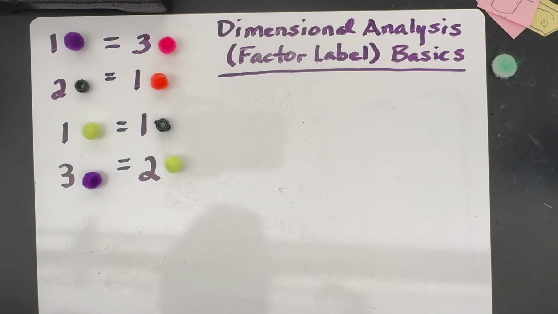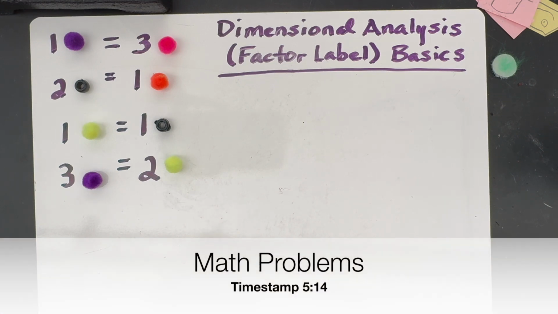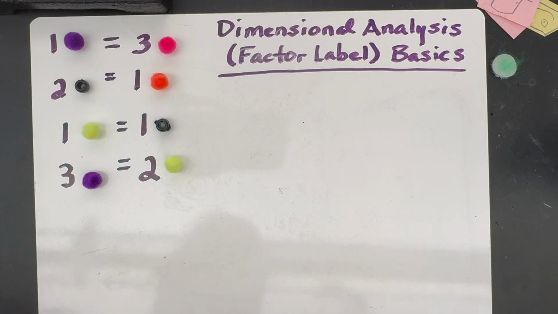This is an introduction to dimensional analysis, also called the factor label method. We're starting off with colors here, so if you happen to be colorblind, you may want to skip ahead to the mathematical problems. But the colored items help you see how the process works.